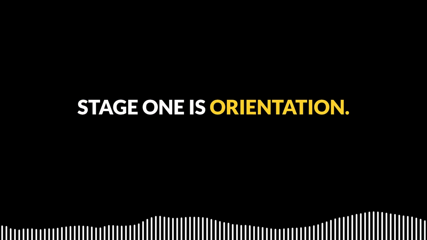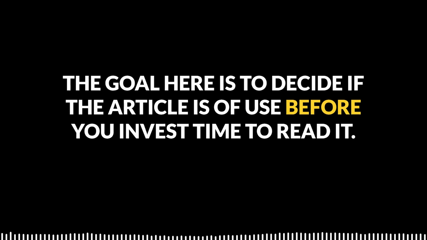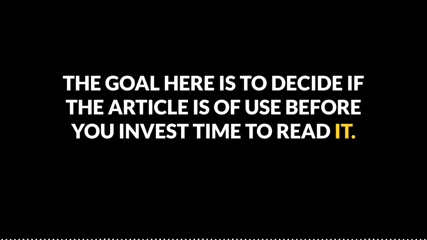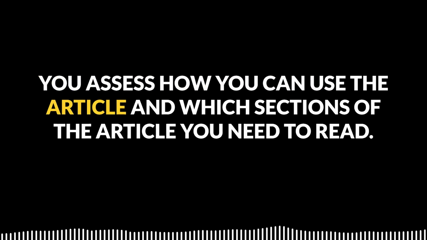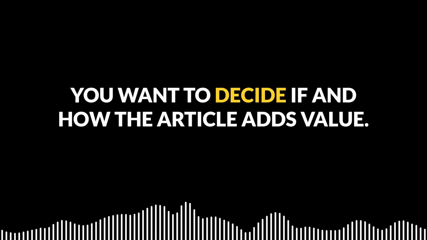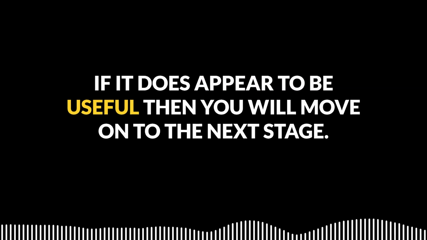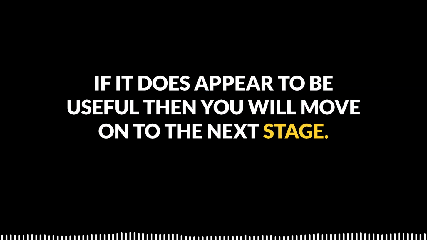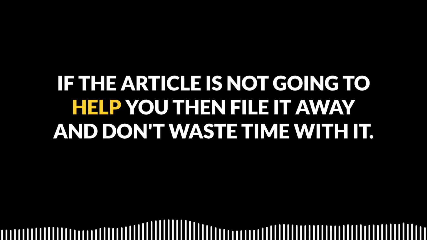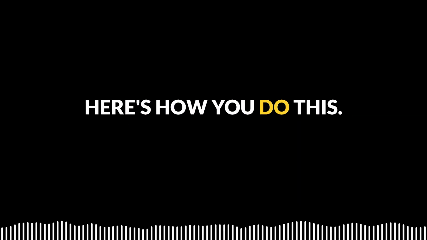Stage 1 is orientation. The goal here is to decide if the article is of use before you invest time to read it. You assess how you can use the article and which sections of the article you need to read. You want to decide if and how the article adds value. If it does appear to be useful, then you will move on to the next stage. If the article is not going to help you, then file it away and don't waste time with it. Here's how you do this.